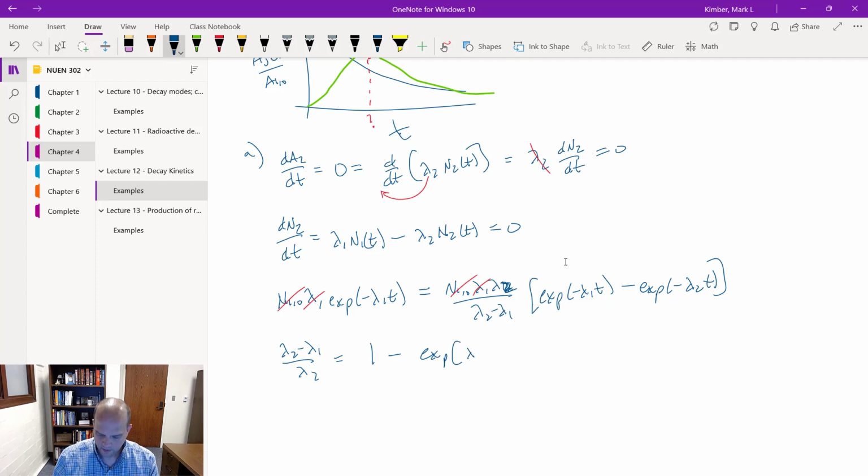lambda 1 minus lambda 2 times t. Now I can just solve this for the time by taking the natural log of both sides and manipulating it, and I will find out that once I do that, then this t max is going to be equal to the natural log of lambda 1 over lambda 2 divided by lambda 1 minus lambda 2.